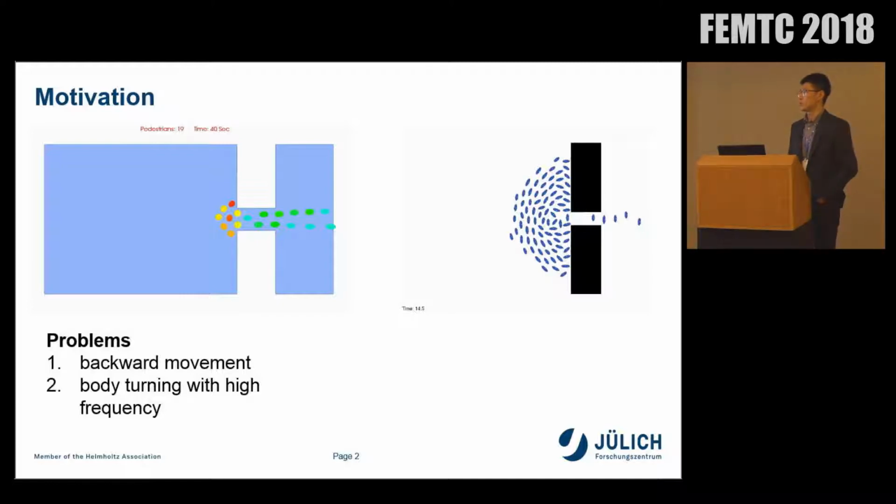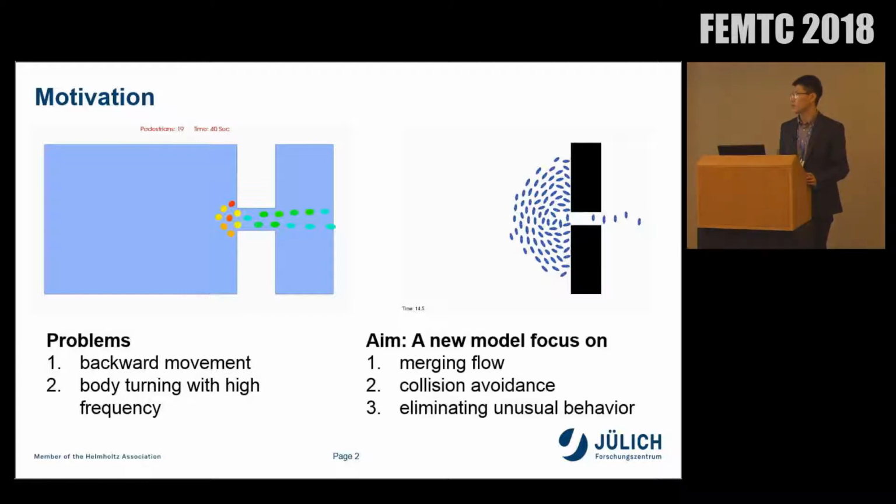For example, if you pay attention to the simulation, we can find that backward movement often appears, and in the real evacuation process, pedestrians are unlikely to move in the opposite direction from the exit. Secondly, pedestrians turn their body too frequently, and I think it's not in accordance with reality. So in order to solve these problems, we want to propose a new model focused on merging flow and collision avoidance. Moreover, this model can eliminate some of the unusual behaviors we mentioned before.